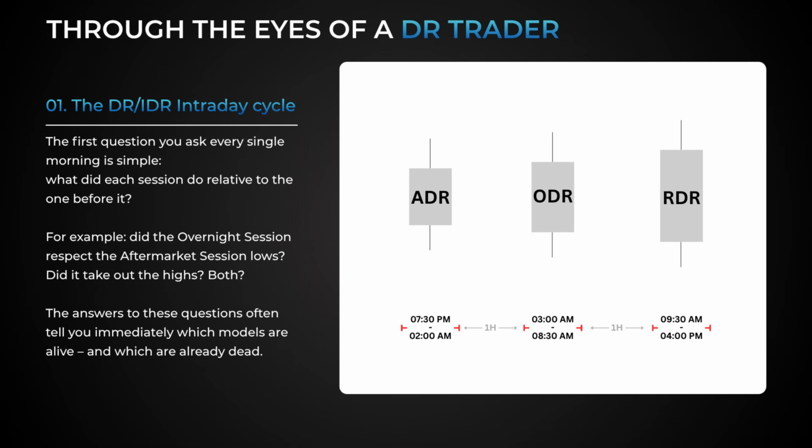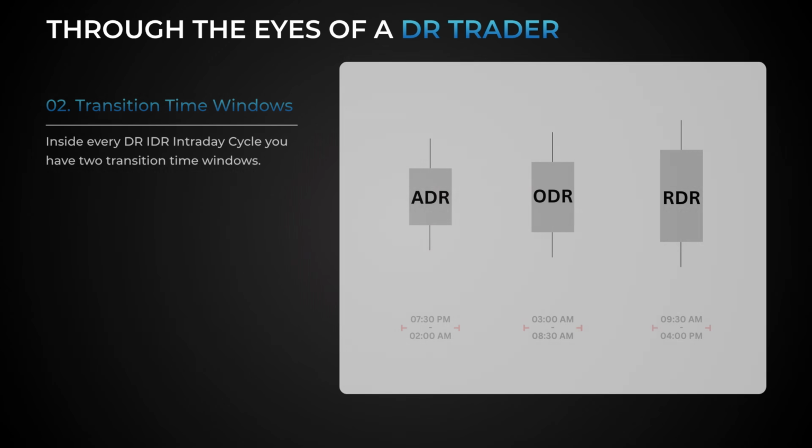The first question you ask every single morning is simple. What did each session do relative to the one before it? For example, did the overnight session respect the aftermarket session lows? Did it take out the highs? Both? The answers to these questions often tell you immediately which models are alive and which are already dead. But to get a perfect read of the current market structure, we always have enough time to prepare ourselves for a better outcome of the trading session, which brings us to step 2.